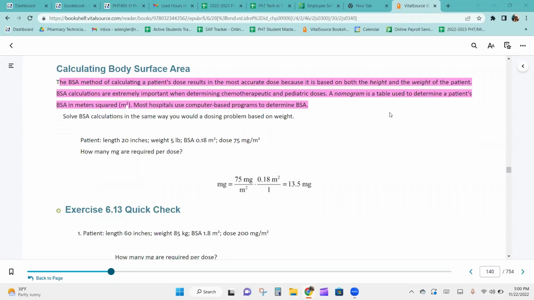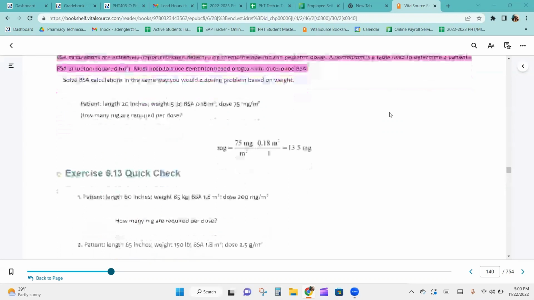The BSA method of calculating a patient's dose results in the most accurate dose because it is based on both the height and the weight of the patient. BSA calculations are extremely important when determining chemotherapeutic and pediatric doses. A nomogram is a table used to determine the patient's BSA in meters squared. Most hospitals use computer-based programs to determine BSA. And we'll do an example.